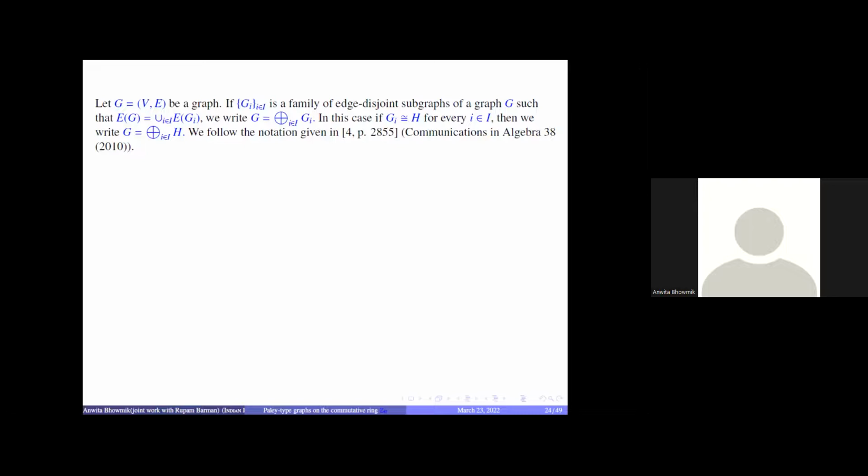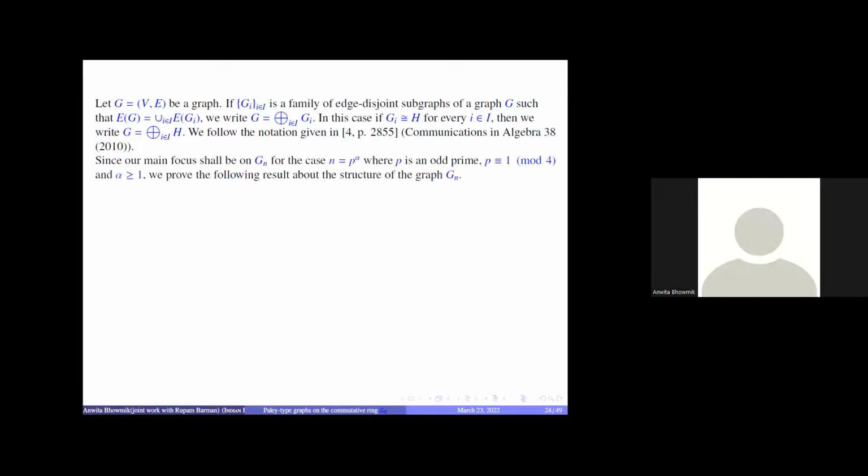So let G be a graph, G equals (V, E). If G_i is a family of edge disjoint subgraphs such that the edge set of G can be written as a union of the edge sets of G_i, so basically, the edge sets of G_i form a partition of the edge set of G, then we write G is the direct sum of G_i. Okay? And if G_i is isomorphic to H for every i in the index set, then we write G equals the direct sum of H.